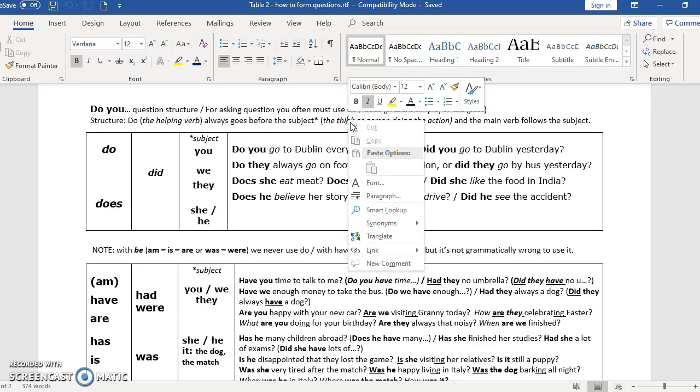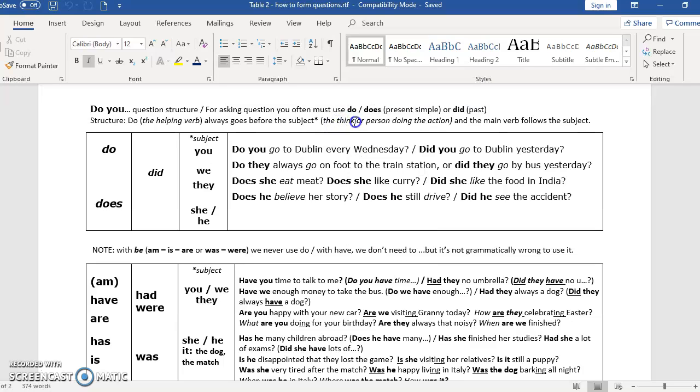Here it should be the thing, or person, doing the action. That's the subject. And the main verb follows the subject, means it goes after the subject. Here you see do, does for the present simple, did for the past. Here is the subject: you, we, they, she, he.